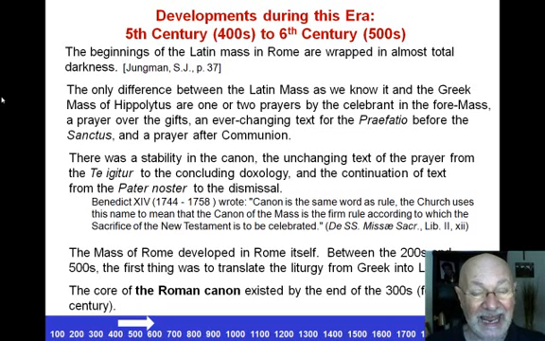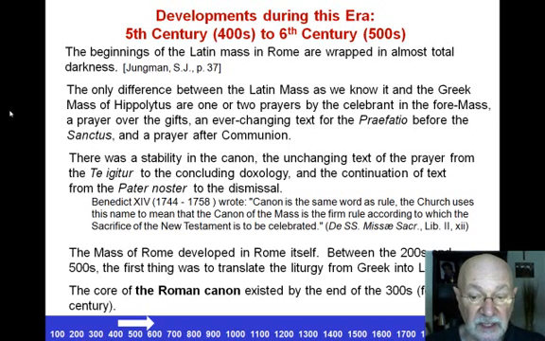There was a stability in the canon of the Mass, the unchanging text, from the Te Igitur, the "You, O Lord," to the concluding doxology, and the continuation of texts from the Pater Noster, the Our Father, to the dismissal. Pope Benedict XIV, 1740 to 1758, wrote, quote, "The canon is the same word as a rule. We see that when we talk about the canonization of saints, or the canon, the list of books of the Bible. The Church uses this name to mean that the canon of the Mass is the firm rule according to which the sacrifice of the New Testament is to be celebrated."